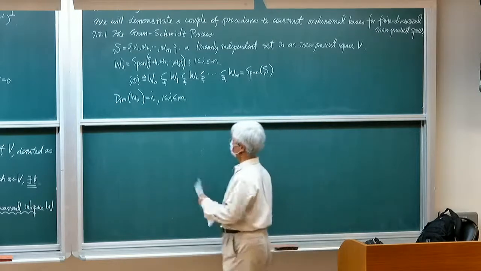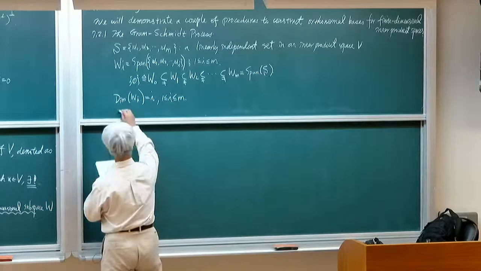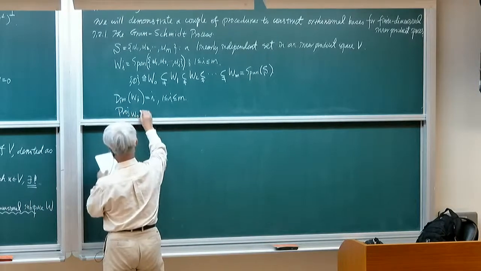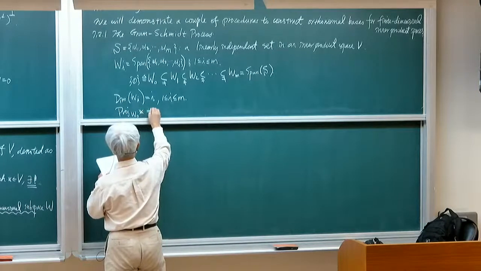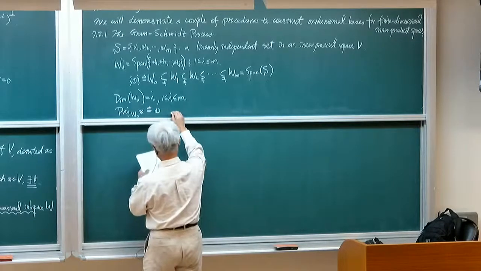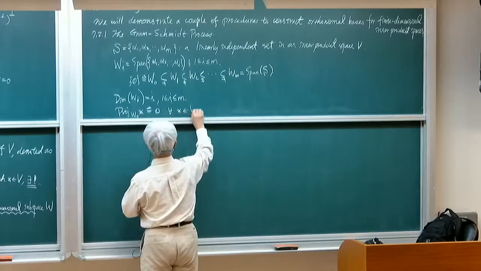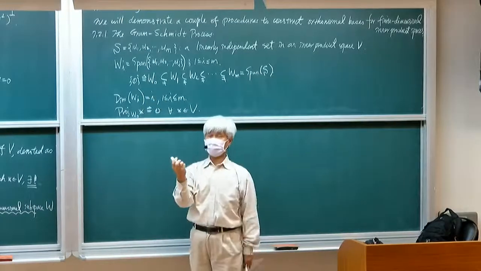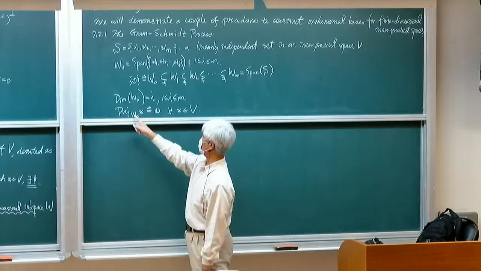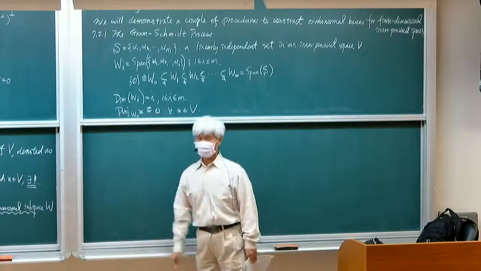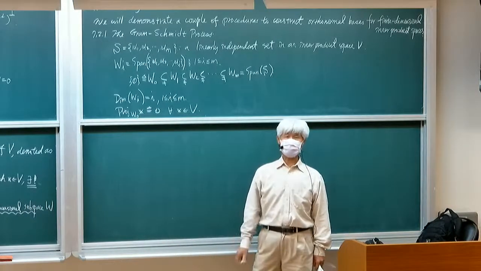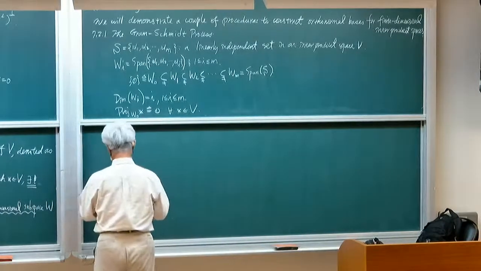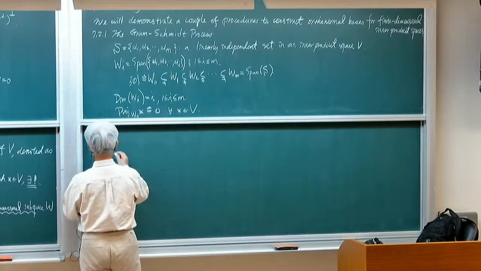All right, and also, for convenience, we define the projection onto W0 to be the 0 vector, okay, for all vectors. That is because W0 is the trivial subspace. So this is just a definition for convenience, right?